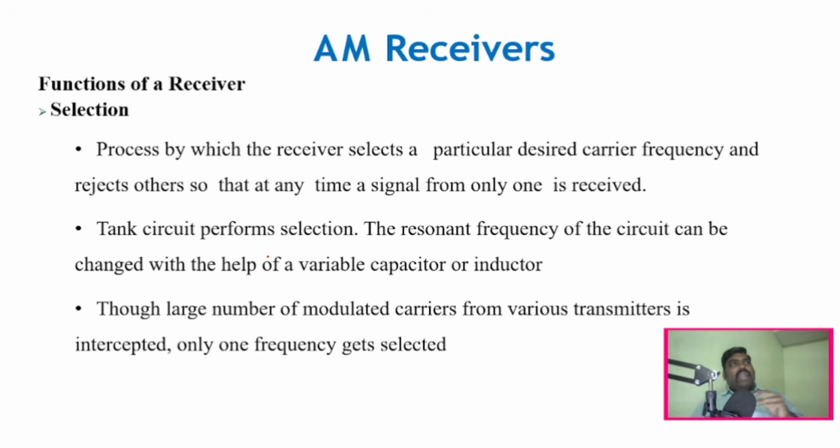And it can be done by using a tank circuit, where the tank circuit has a resonant frequency. It will be tuned to a particular frequency, and only that particular frequency signal will be selected. This can be done with the use of a variable capacitor or inductor, right? Even though a large number of modulated carriers from various transmitters are intercepted, only one frequency component will get selected. That process is called selection.